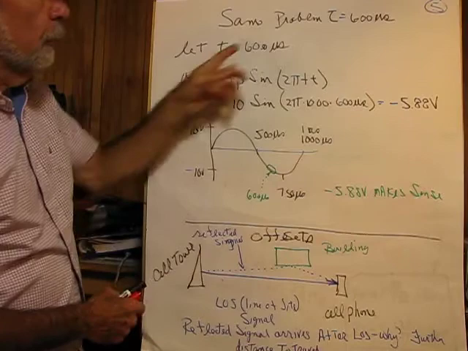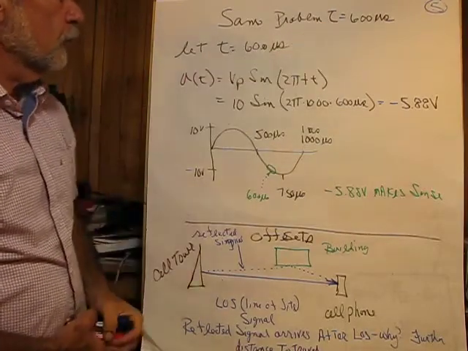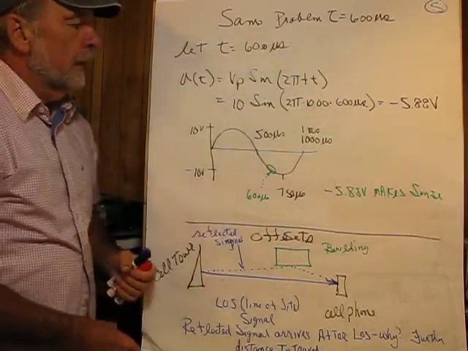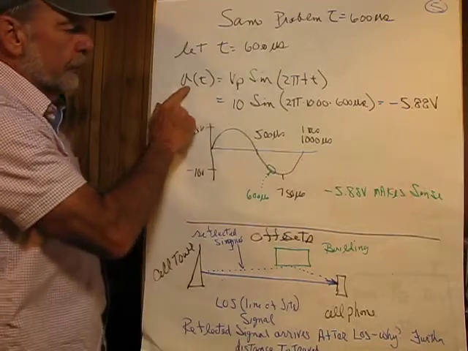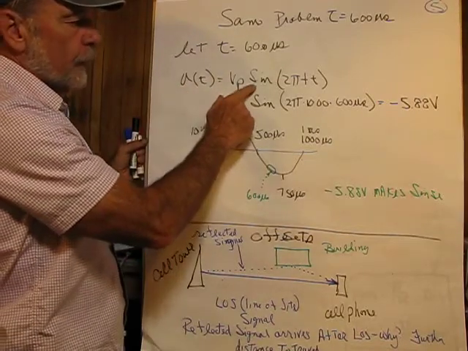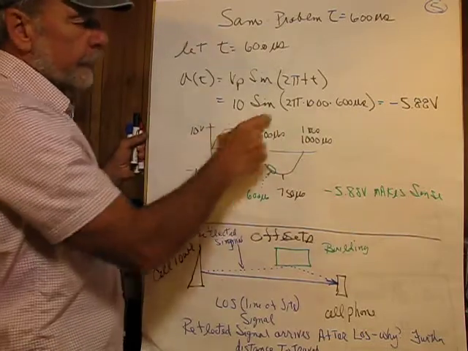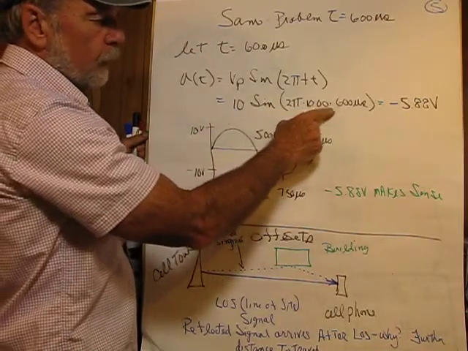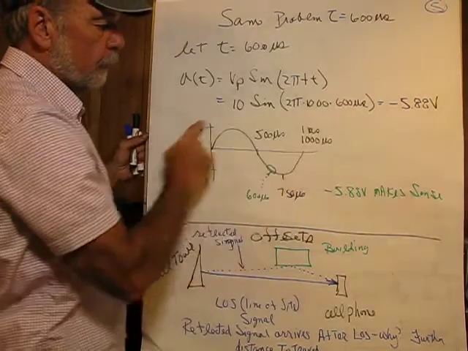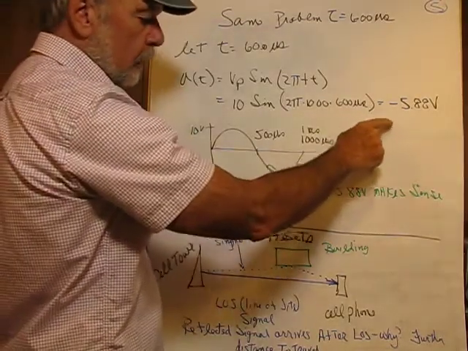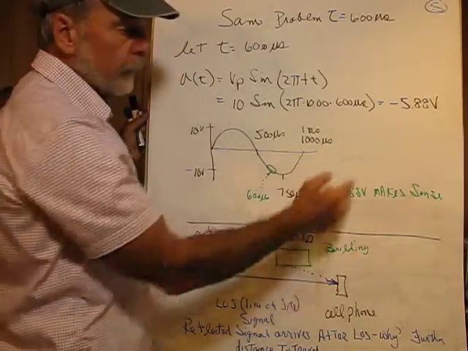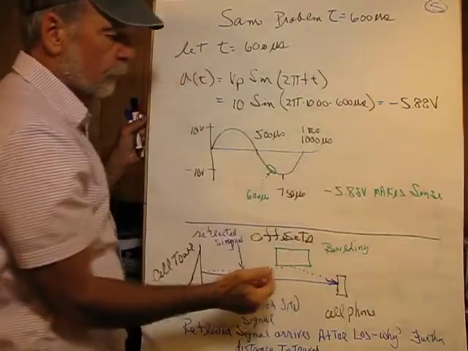Okay, same problem, except now we're going to let the time equal 600 microseconds. And here's our equation again. V of t equals Vp sine of 2 pi ft. And I'm going to populate that: 2 pi times 1,000 times 600 microseconds. And this time, this is going to come out in quadrant 3 as a negative 5.88 volts.